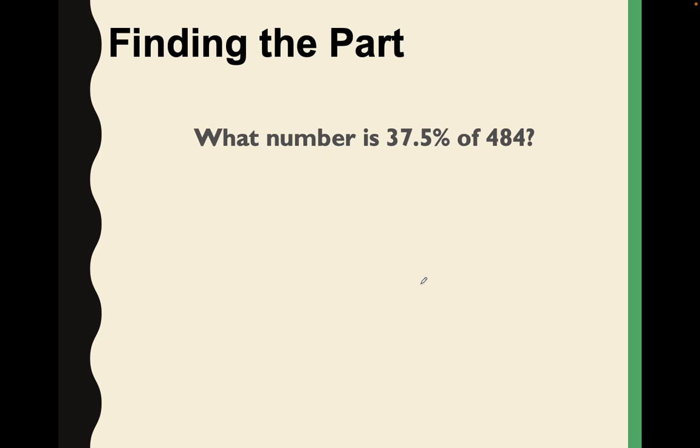Let's take a look at this first example. What number is 37.5% of 484? If we're using the percent proportion, the part goes over the whole, and then the percent over 100. In this example, the percent is 37.5, so that goes over 100 because all percents are out of 100.